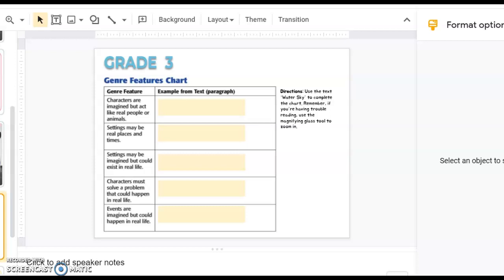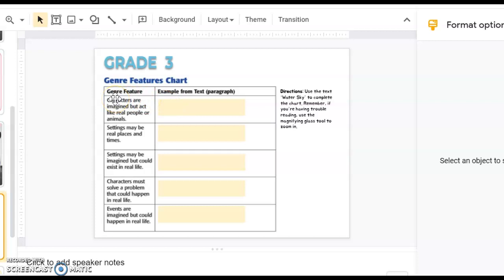Hi, third graders. Today we are going to be learning all about a genre called realistic fiction. Now, you might have already noticed that our new story, Water Sky, is a great example of realistic fiction. So let's take a look at what we're going to be working at today.